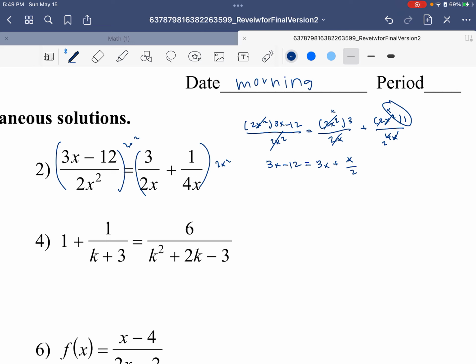Okay, now we have 3x on both sides, so we can cancel that out. Also because they're on opposite sides, and they have the same sign, they're both positive, so we cancel them out. Okay, so now we have negative 12 equals x over 2. Multiply 2 on both sides to cancel this bottom out, so we're left with negative 24 equals x. So our solution for this one is negative 24.